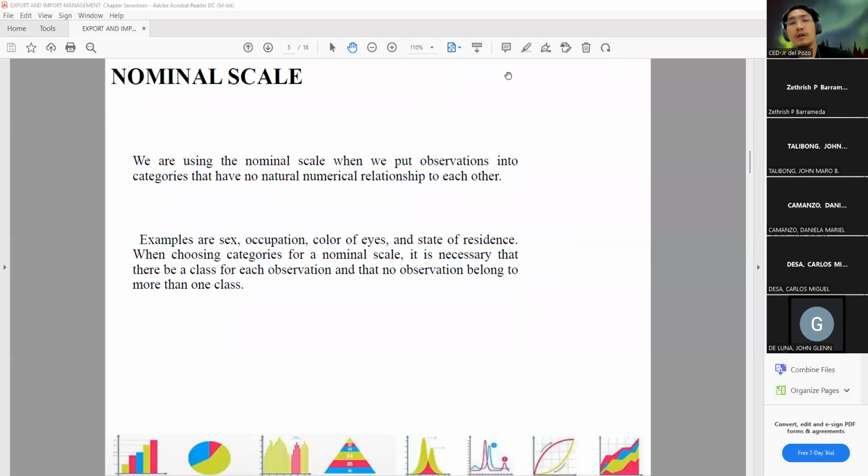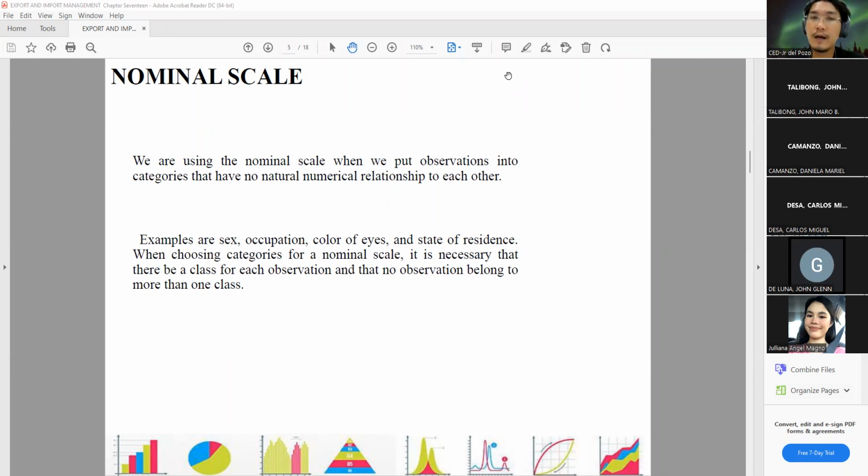For nominal scale, we are using the nominal scale when you put observations into categories that have no numerical relationship to each other. So for example, yung nga, male and female. Hindi naman pwedeng sabihin na si male is dominant sa female, or rather the other way around, the female is dominant with the male. So hindi natin alam yung ranking ng dalawa.